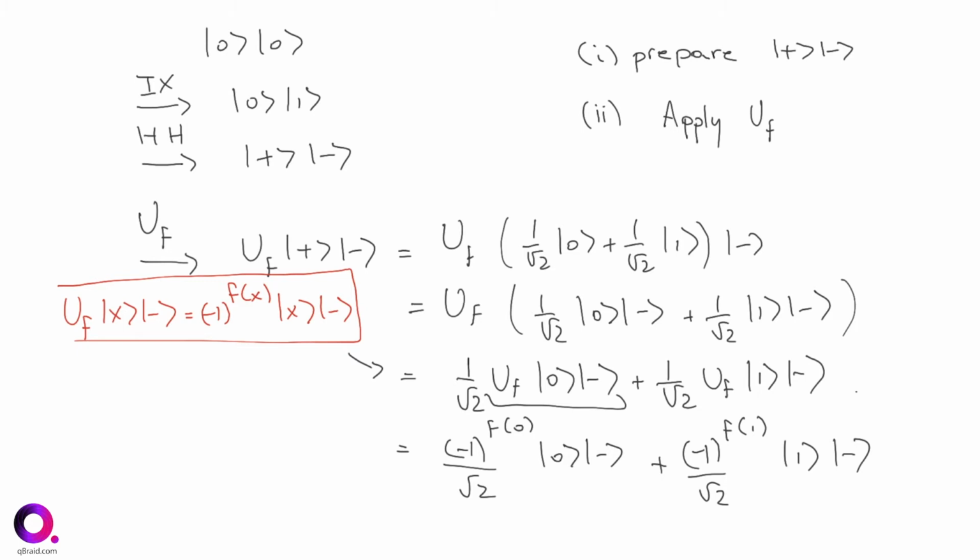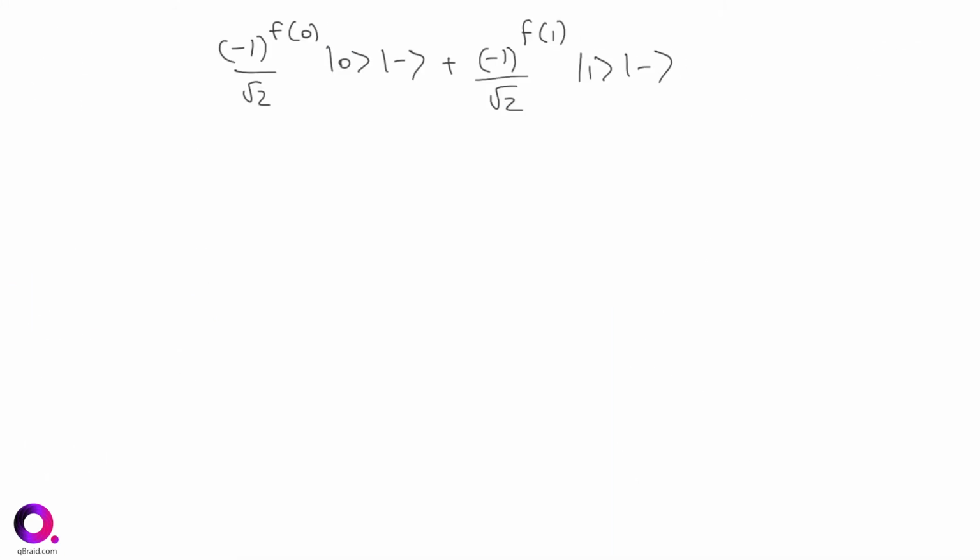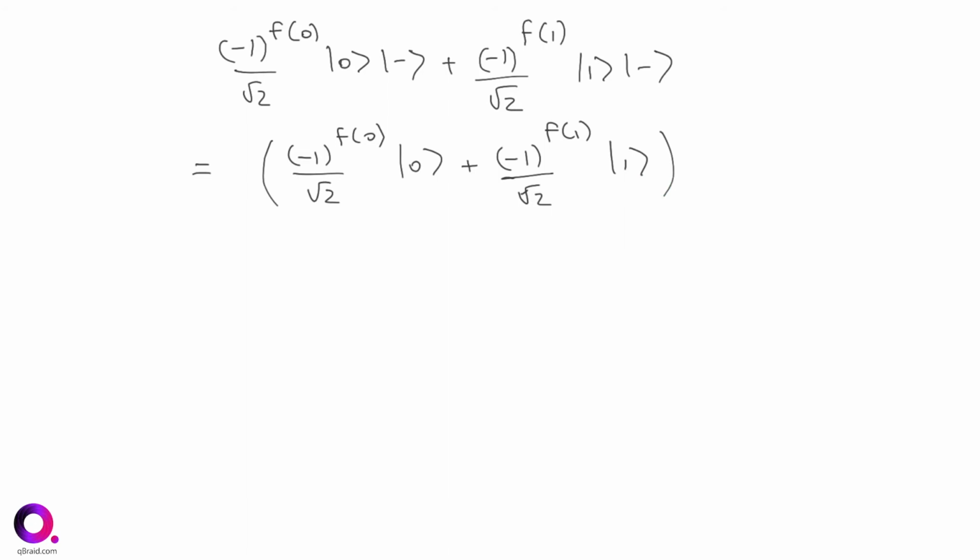And now I'm copying over this last expression so that we have a little bit more space. So we can rewrite this by grouping the terms of the first qubit, because the second qubit is always in the state ket minus. And so this is equal to minus 1 to the f of 0 over square root of 2 ket0 plus minus 1 to the f of 1 over square root of 2 ket1. This is for the first qubit, and the second qubit is just in the state ket minus.